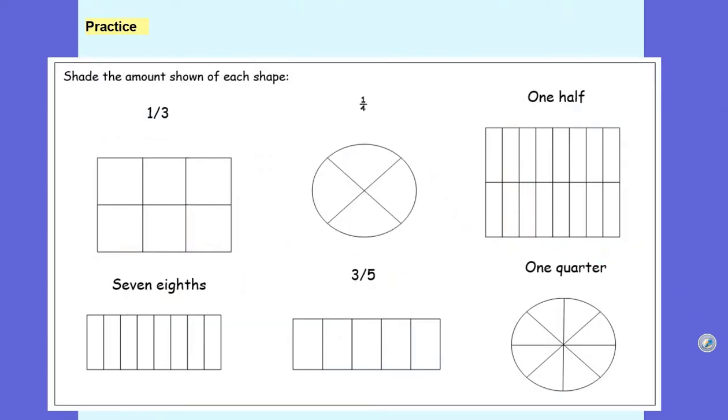Okay, in your light blue books, can you please copy out the following diagrams and shade in the relevant fractions shown? Pause the video and complete that now. This should take about 5 to 10 minutes.